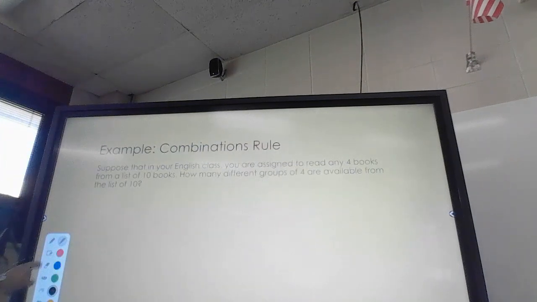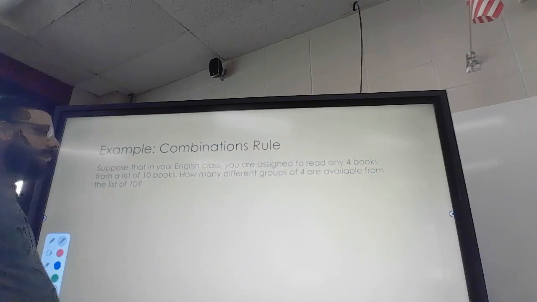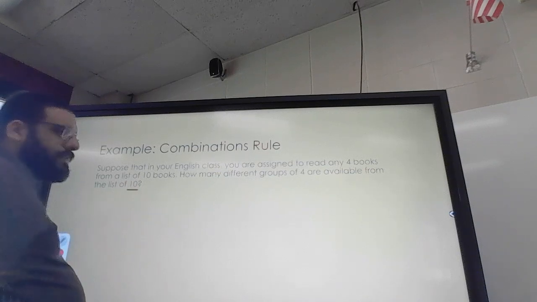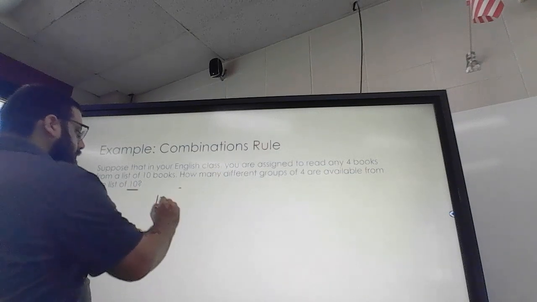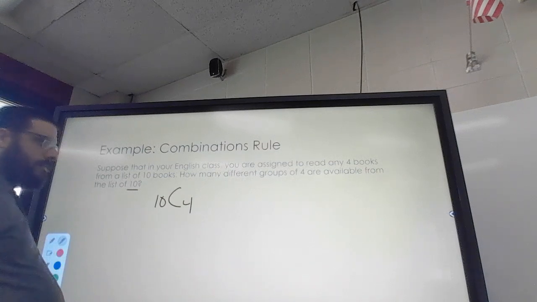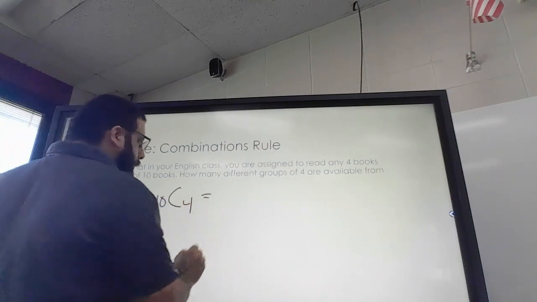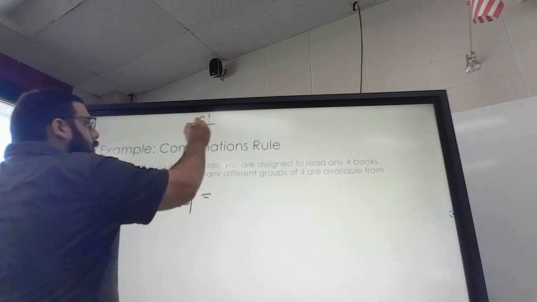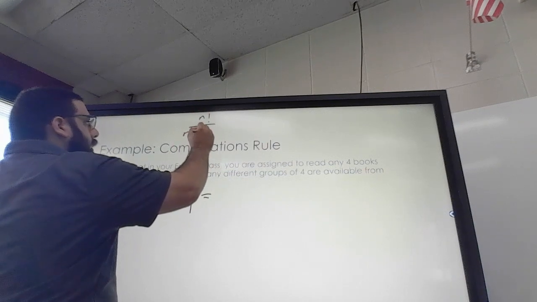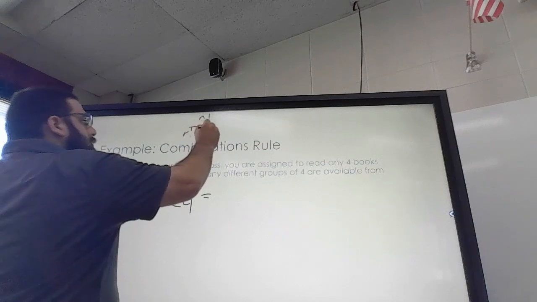So let's look at an example. Suppose that in your English class, you are assigned to read any 4 books from a list of 10 books. How many different groups of 4 are available from the list of 10? Order doesn't matter, so we need to use a combination, right? Larger number always goes to the left. 10C4. If I use the formula, remember it's n factorial over r factorial times (n minus r) factorial.